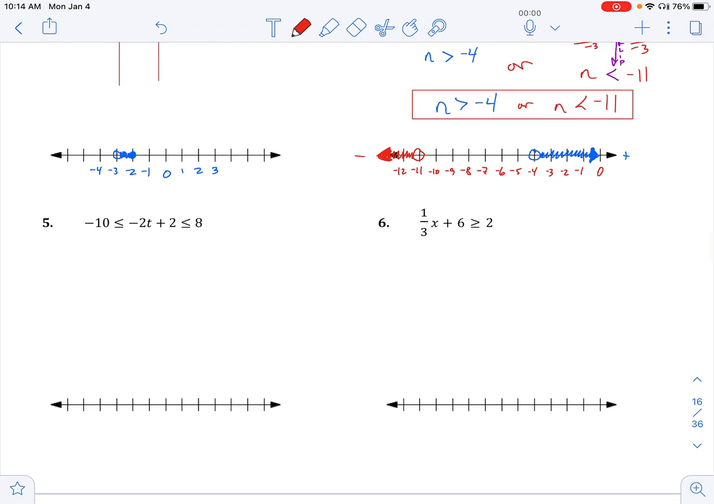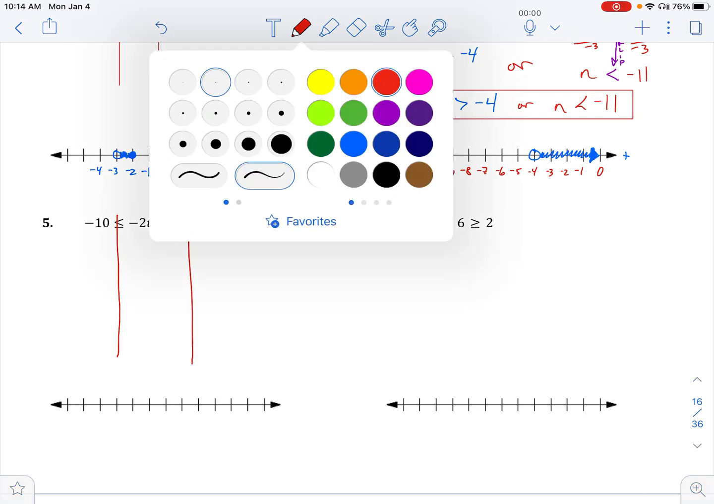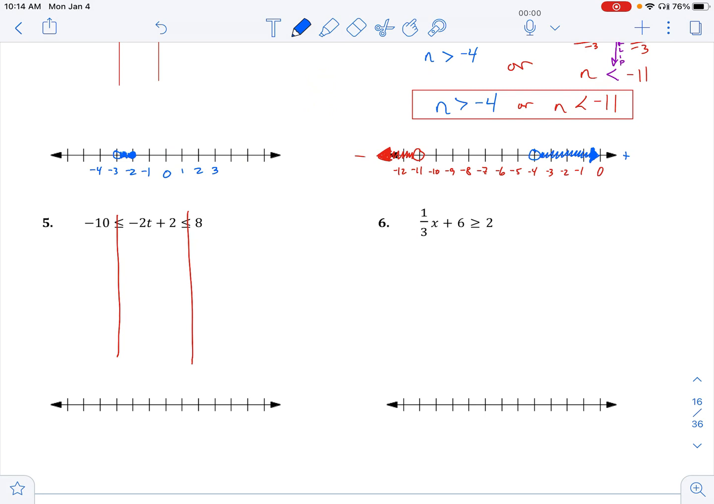Number 5 here, this is another AND statement where we do have to realize that we have 3 sections here. We have a left, a middle, and a right. And if I'd like to solve this here, we're going to work to get the negative 2t, the variable that's in the middle of these two inequalities, by itself. So the first thing I'm going to do is subtract 2. I get negative 12 is less than or equal to negative 2t, which is less than or equal to 6. I'm going to divide by negative 2.